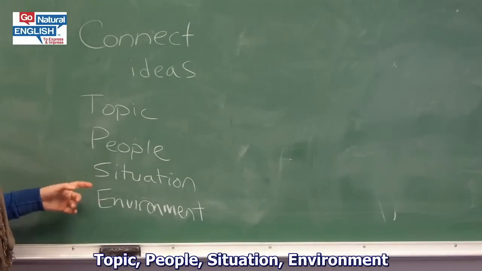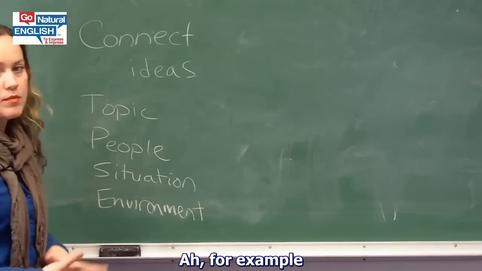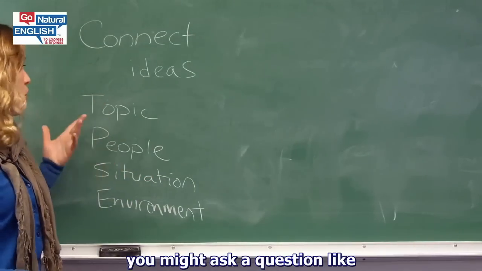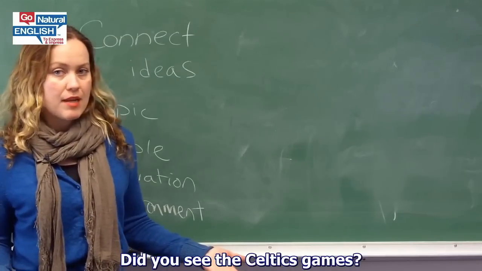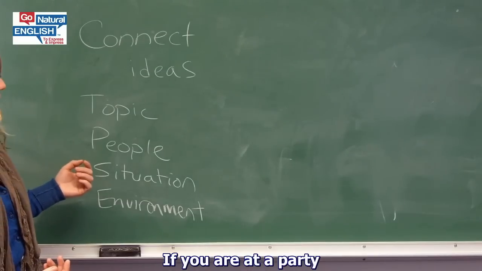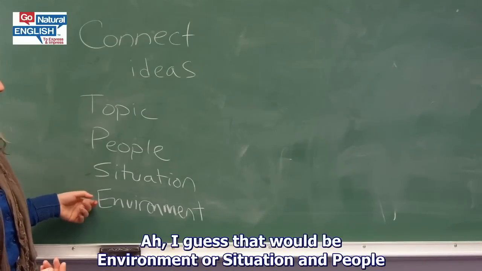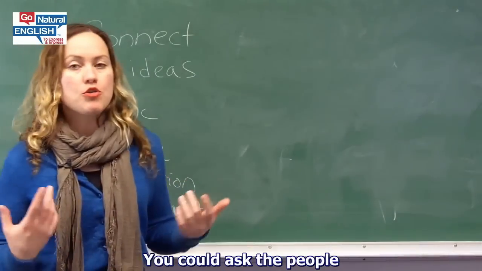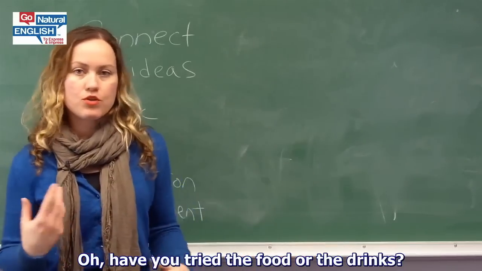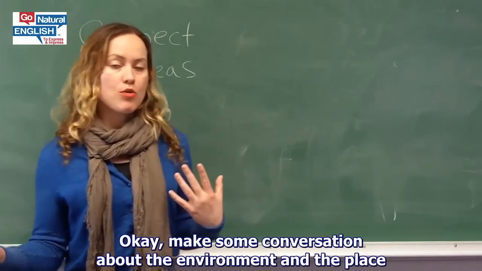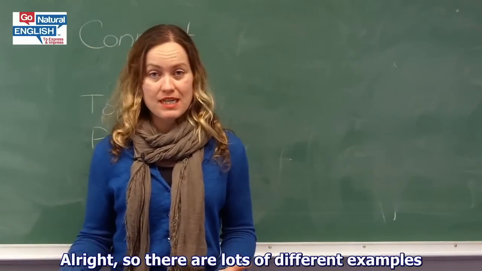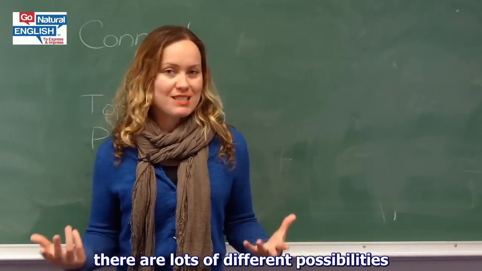Topic, people, situation, environment. For example, if the people who you're talking with are interested in sports, you might ask a question like, did you see the Celtics game? Okay, and you can talk about sports. If you are at a party, or I guess that would be environment or situation, and people, you could ask the people, oh, have you tried the food or the drinks? Okay, make some conversation about the environment and the place itself. All right, so there's a lot of different examples. There's a lot of different possibilities.